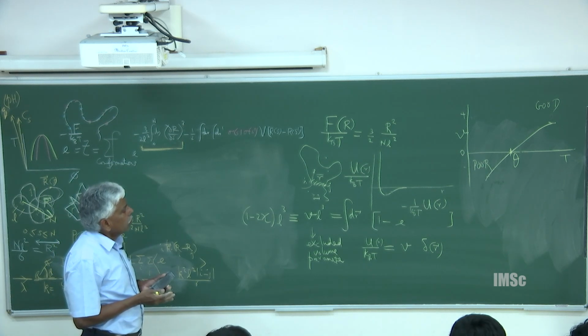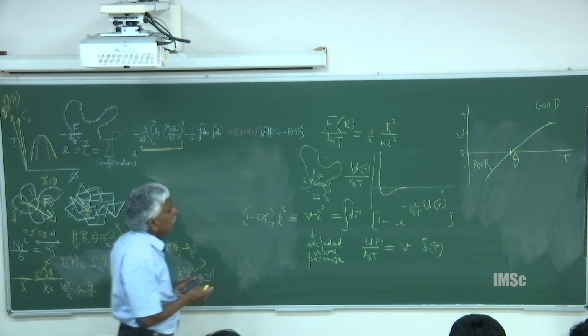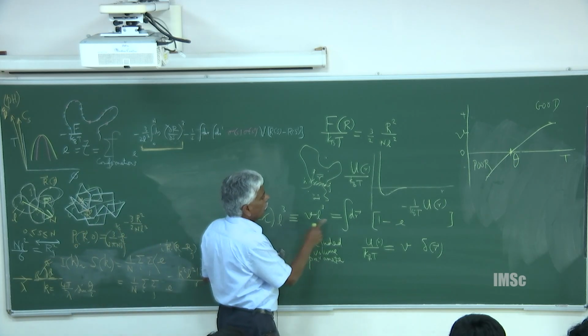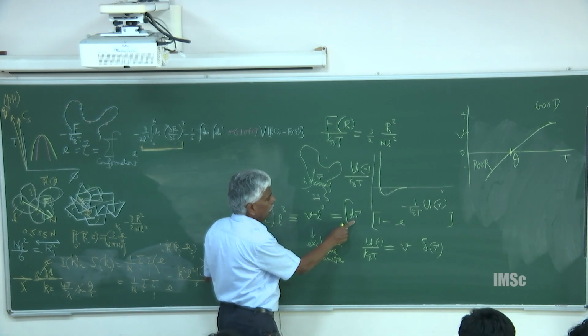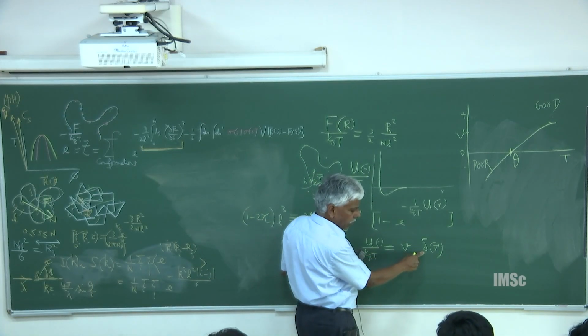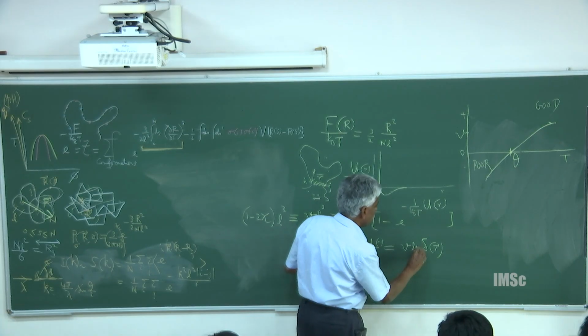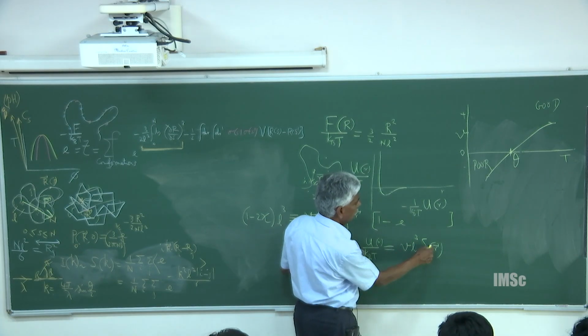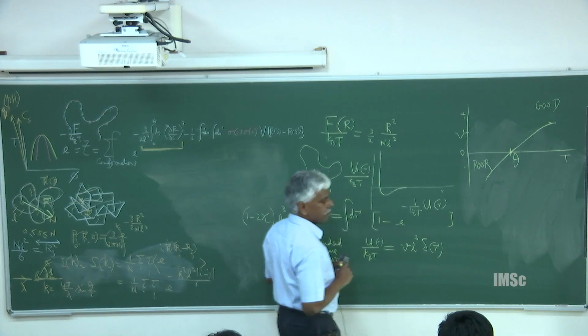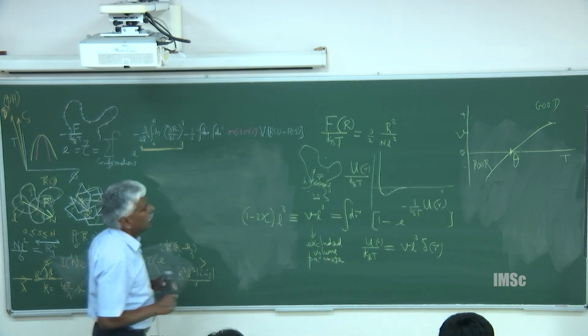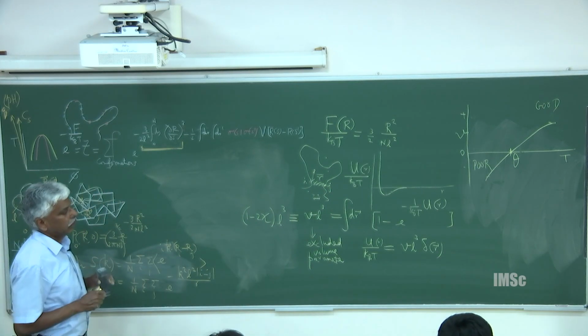And this is not quite right, as you know, because v has no dimension. This integral has a dimension of L cubed. The delta function has a dimension of what? 1 over volume. Therefore, write L cubed here. That's the volume, and this is 1 over volume. That's v, and v has no dimension. So u(r)/kT, let me write it like this.